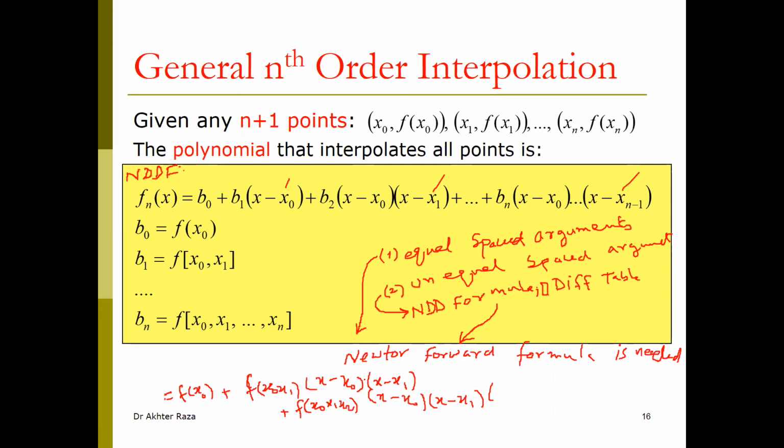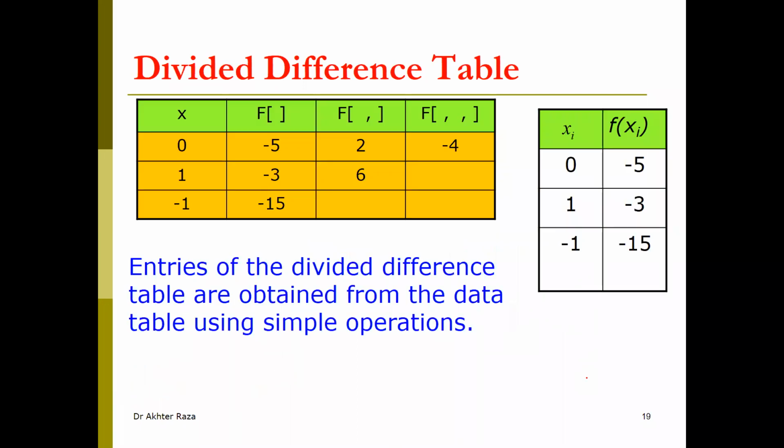It will not be here. This will not be here. Then we have f[x0, x1, x2], so (x - x0) and (x - x1). Two brackets we will have, and so on. In the same way, if one argument is increased here, one bracket will also be increased here. In the same way, you have to proceed for the rest of the terms in this formula. So this is the explanation of the formula.